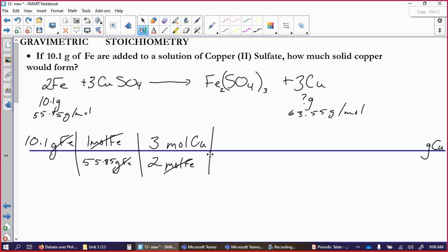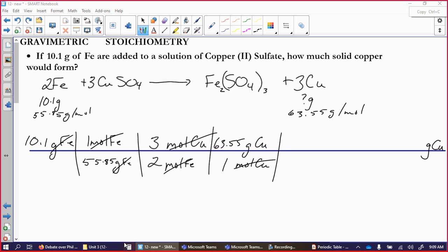Okay, that's all well and good, but we want mass. So we want to find a mass of copper. So we want to get rid of moles of copper, grams of copper. The relationship here is 1 mole, 63.55. Moles cancels with moles. The units that we have is the units that we want.